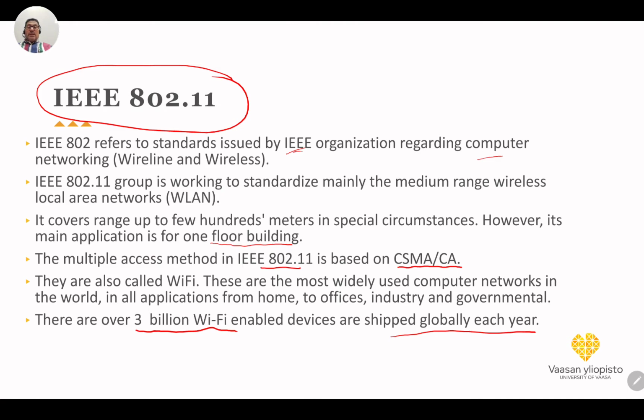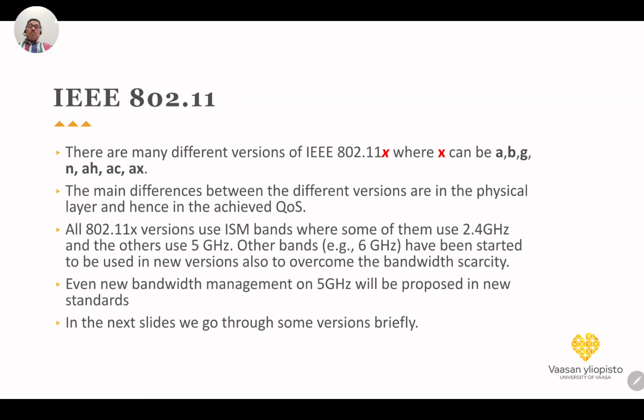Actually, it has many applications. The simplest application is just to connect it to your computer or your mobile phone, but it has also many other applications, as we will see. There are many different versions of IEEE 802.11x, where X can be a, b, g, n, ah, ac, ax, and so on. So we have different standards for this 802.11. The main difference between all these is in the physical layer, not in the MAC layer, to achieve higher quality of service.